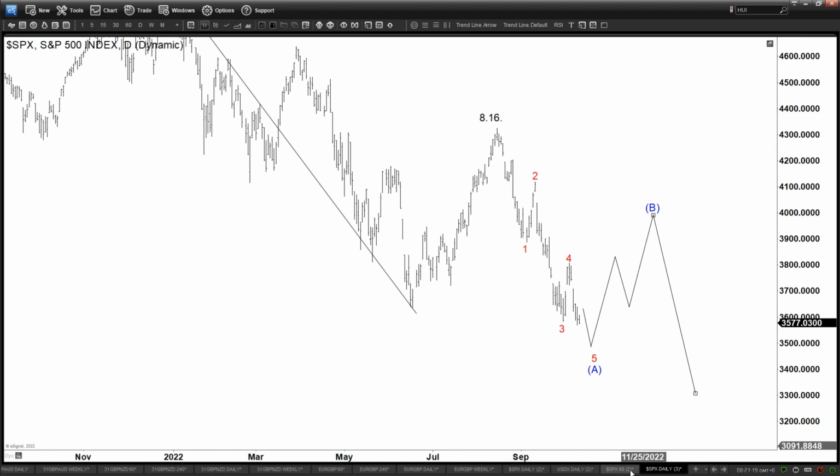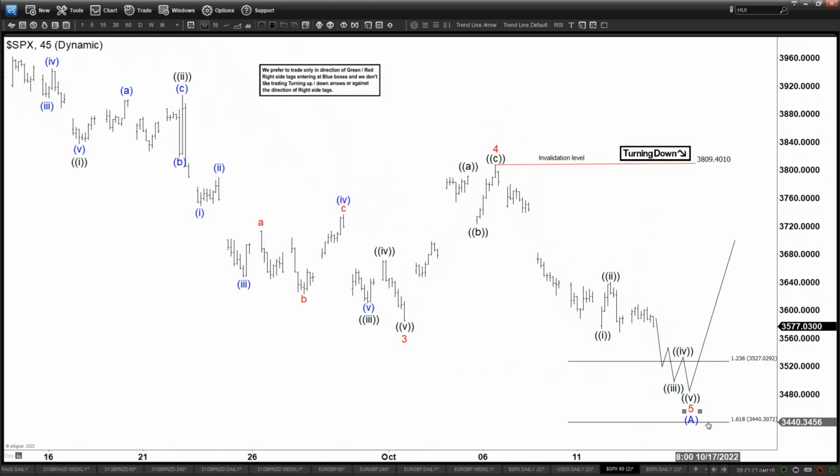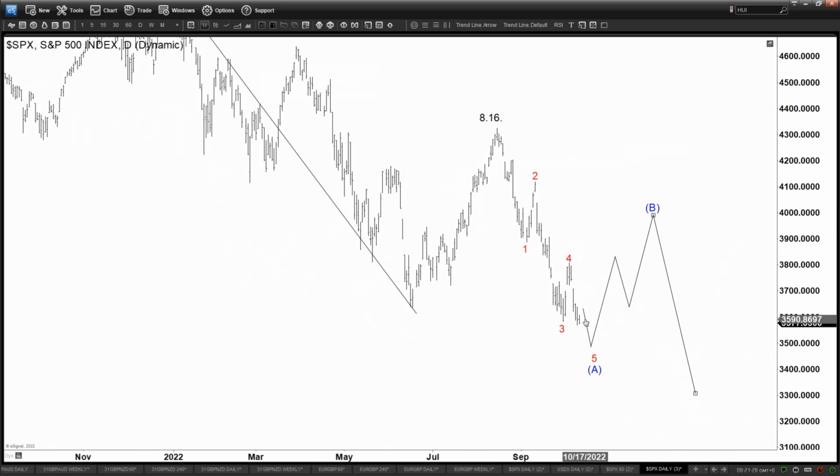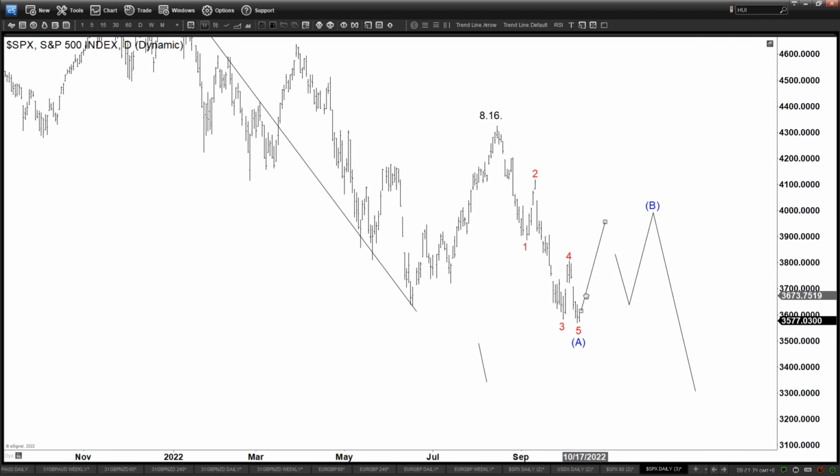Now near term we could see a little bit more downside, no doubt about it, as long as we don't break above 3,800. Now if we break above 3,800 though, then that means we finished 5 of A here and we already started the B rally. But for now we're still calling for a little bit more extension lower before finishing up 5 of A and then seeing the bigger rally.